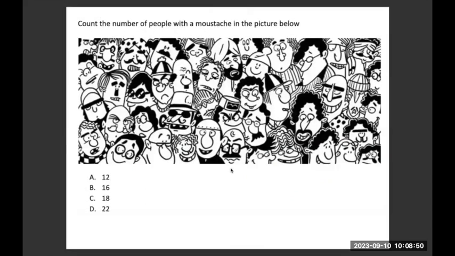Okay. Here you are given some graphic and there are people image photos in this. What you have to find is you have to count the number of people with mustache in the picture below. Your options are provided 12, 16, 18 and 22. You have to count the number of people with mustaches.